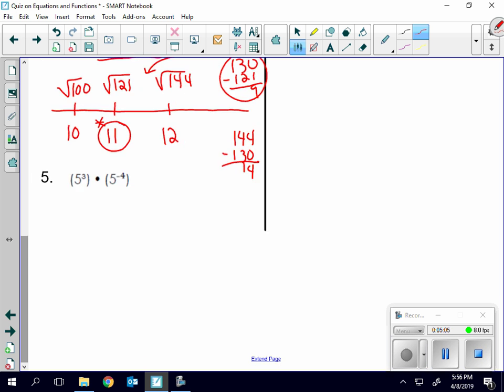All right. Now we're going to multiply with our powers. So many people got this one wrong, and it's like the easiest problem.